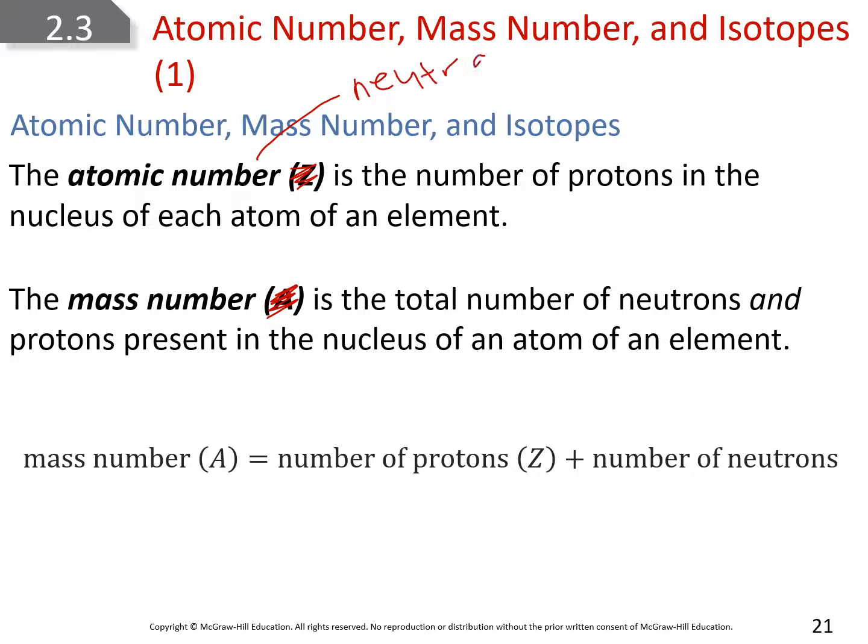The atomic number in a neutral element is the number of protons in the nucleus of the element. It is also equal, in a neutral element, to the number of electrons as well. The mass number is the total number of neutrons and protons present in the nucleus of an atom.